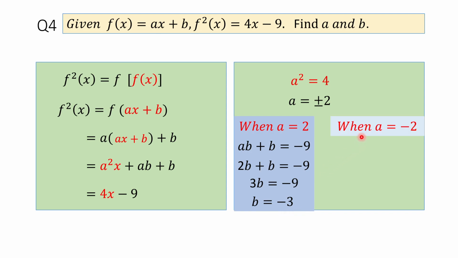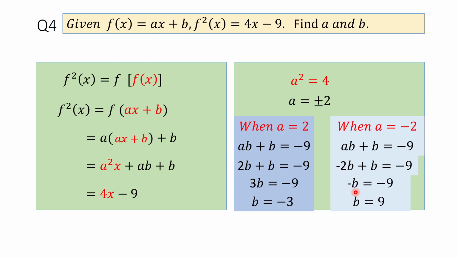Next, you do the same thing for a value as negative 2. Change the a as negative 2, simplify this, and your final answer is 9. So here you have two values of a and two values of b.